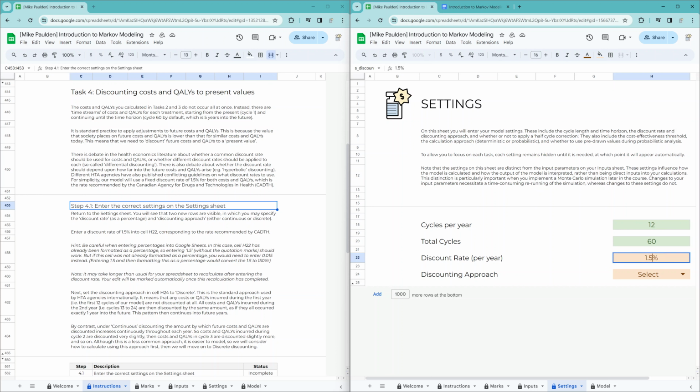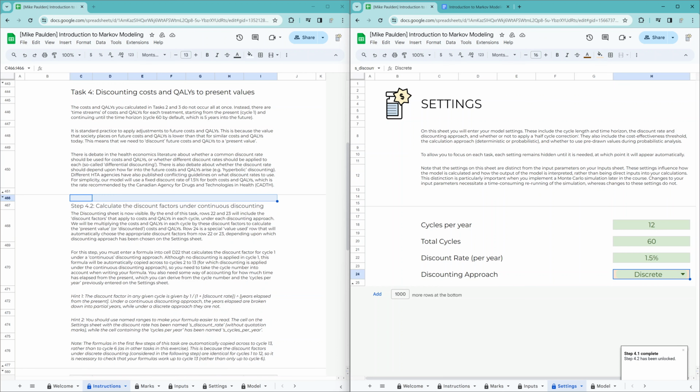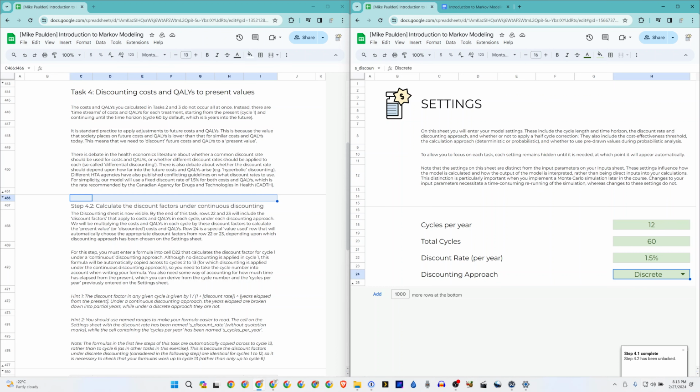If you are building your own model, be very, very careful, because if you enter 1.5 and then you change that to a percentage, it will be 150%, which is not what you want. So make sure you've actually entered 1.5% or 0.015 if you wish, and not 150%. And then the discount approach, well, there are two approaches. There's continuous discounting and discrete discounting. And the standard approach in practice is to use discrete discounting. So select discrete discounting. Okay, so step 4.1 has been completed now.